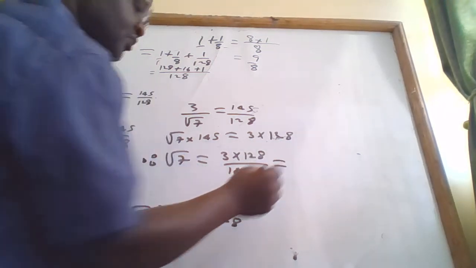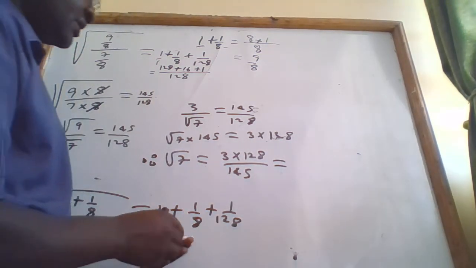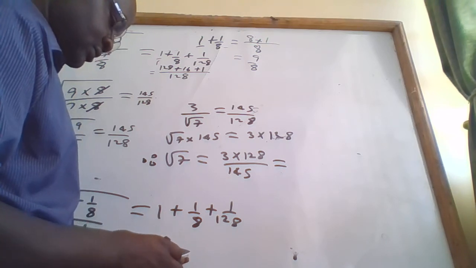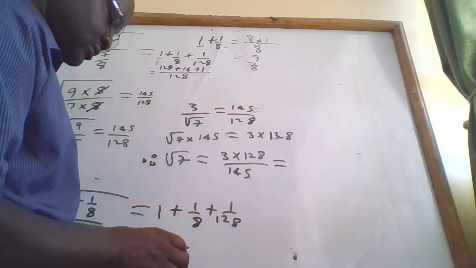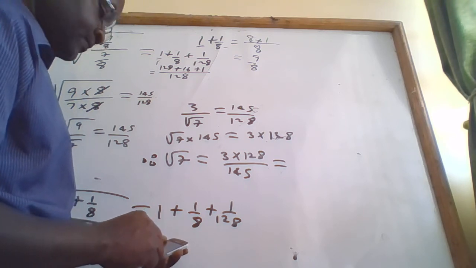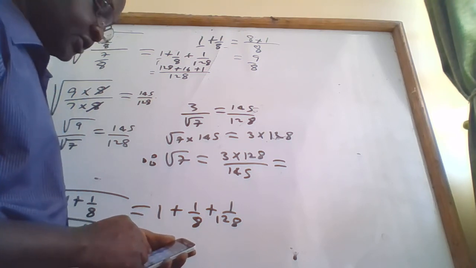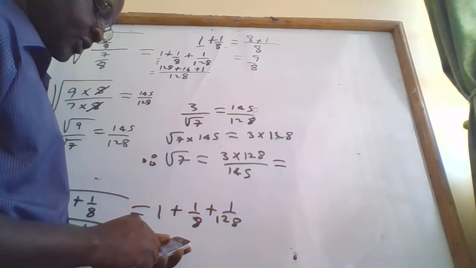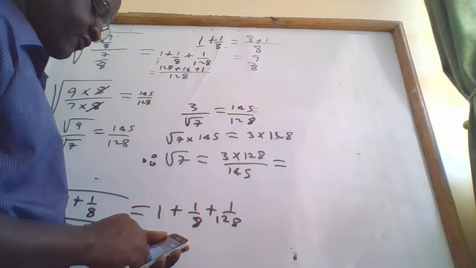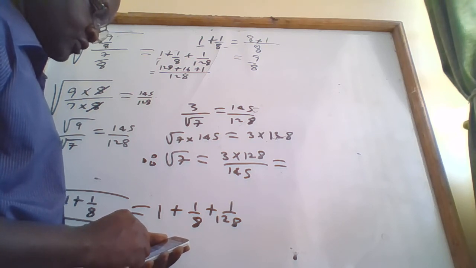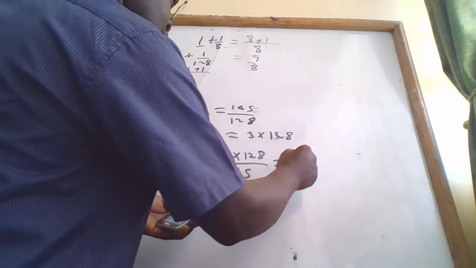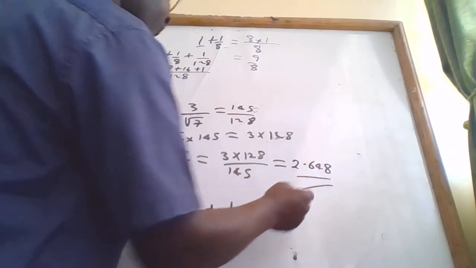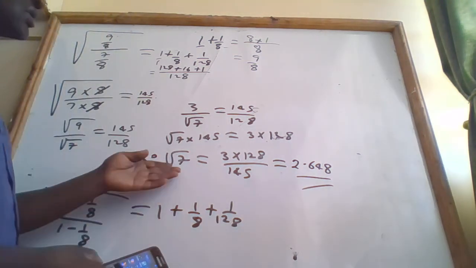So this equals 3 times 128 divided by 145. So this equals 2.6448. So that is root 7.